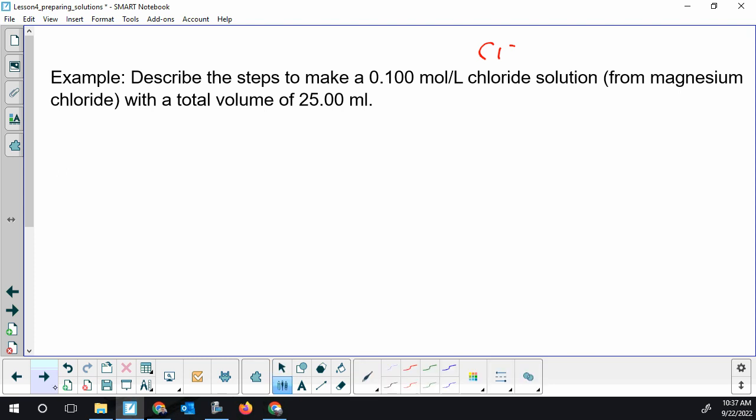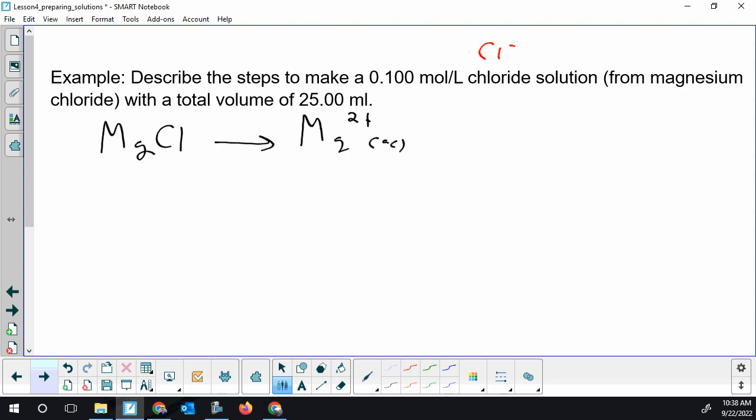When you're asked about the concentration of an ion, we're going to have to write out its dissociation equation and work back to the solid. Okay. So we write dissociation equations. We start with the compound, magnesium chloride. You put that in water. You put the solid into water. And it's going to break up.